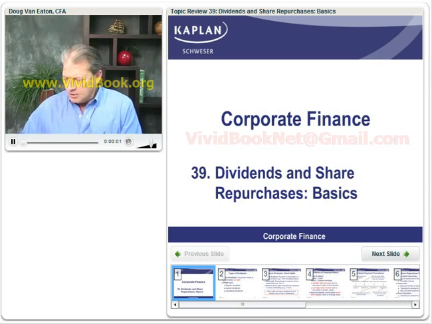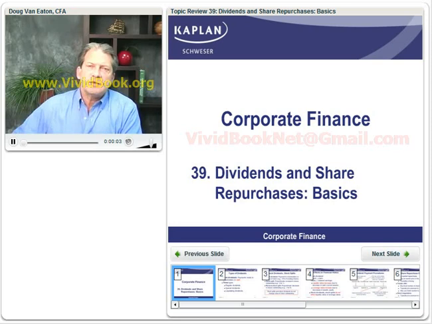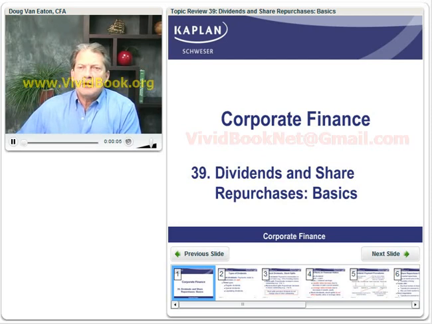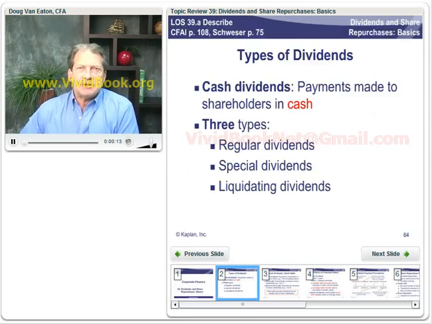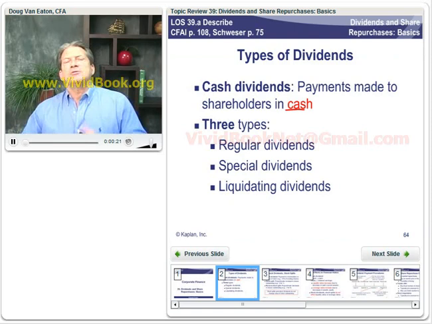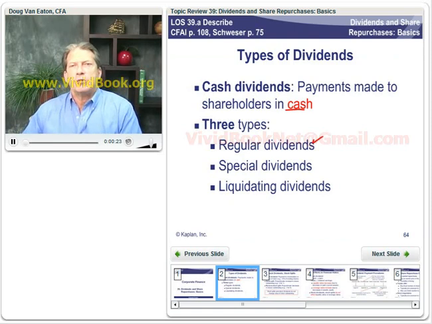Repurchases, some of the mechanics of dividends, and some comparisons of repurchases to paying cash dividends. So what types of dividends do we have? Well, if we're talking about cash dividend payments to common shareholders, we really distinguish three types. Regular dividends, this is when the board of directors declares their regular quarterly dividend.